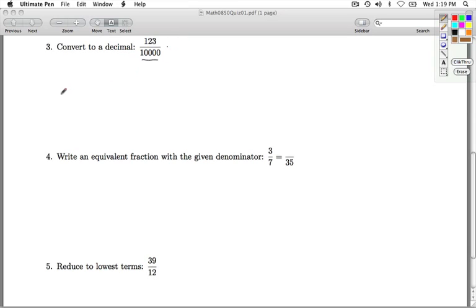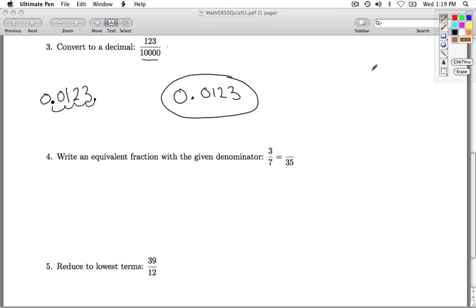And so the way we can do this is we take the number 123, which has a decimal point after the 3, and we're going to move this decimal to the left 4 spaces. So 1, 2, 3, 4. This is where the new decimal point will be. And so our final answer, we have 0.0123. And that'll do it for problem 3.